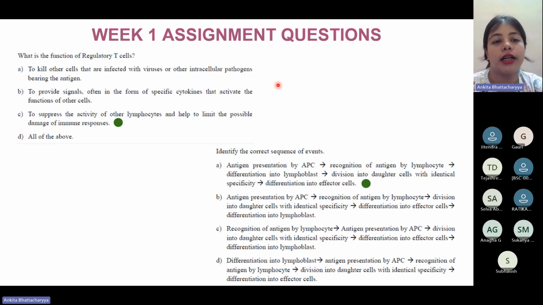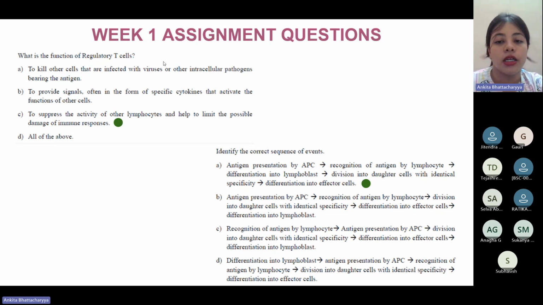But Tregs are a more subdued subtype of immune cells or T lymphocytes, and their job is to regulate, control, or in fact, as the option suggests, to suppress the activity of other lymphocytes and therefore control the extent of damage that a non-specific or incorrect immune response can generate. So option C is the correct option in this case. The other two are for TC and TH, and of course, all of the above is not the correct option in this case.